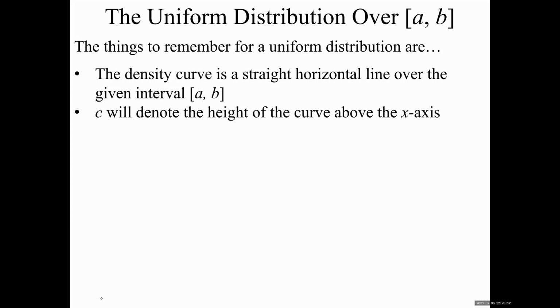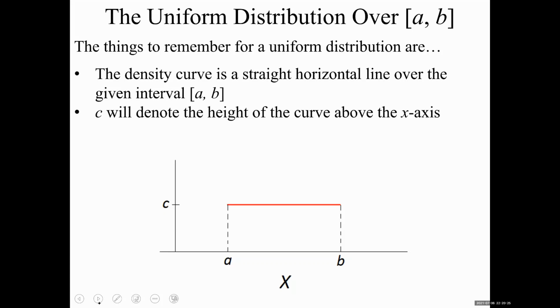Now, this one, I usually don't tell you on a quiz what C stands for. I'm telling you what it stands for now. Don't forget it for the quiz. If I ask you to find C, C is how high the curve is above the x-axis. Here's a picture. Every uniform distribution looks like this. They're going to give you this interval, and basically that's telling you where the curve starts, where the curve ends. Again, the curve is going to be a straight horizontal line, and its height is going to be the number c. It's just how high it is above the x-axis.